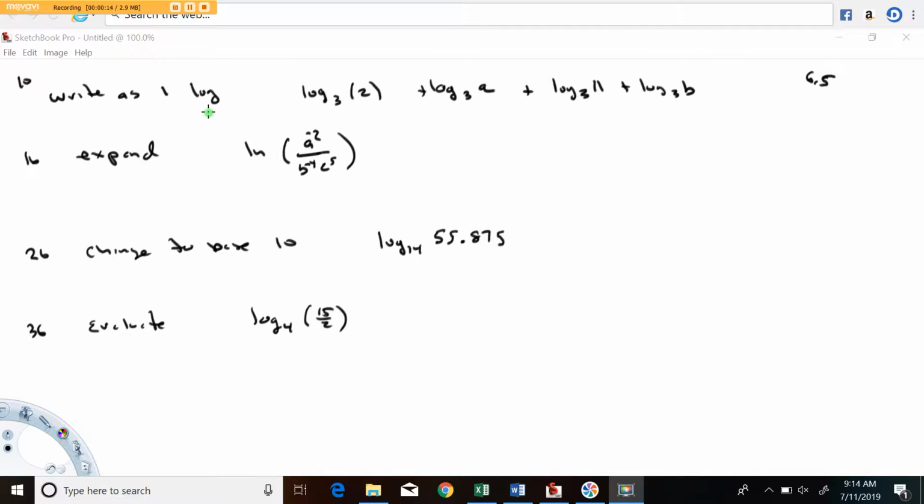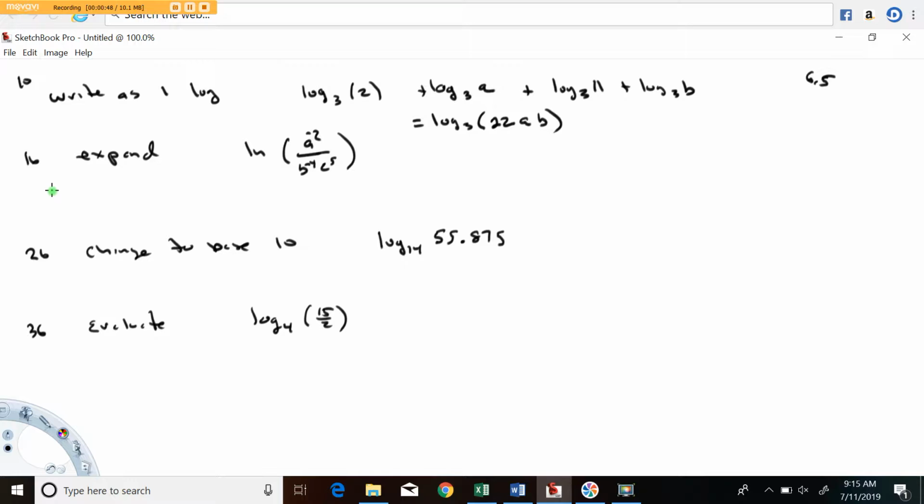Write as one logarithm, or write as a single logarithm, this expression. Log base 3 of 2 plus log base 3 of a plus log base 3 of 11 plus log base 3 of b. We're going to use the property that the log of a product is the sum of the logs. So this is going to equal log base 3 of the product of these things, 2 times a times 11 times b. I'm just going to write the 2 times 11, that's 22, and then a times b, and that's done. That's really all there is to that one.